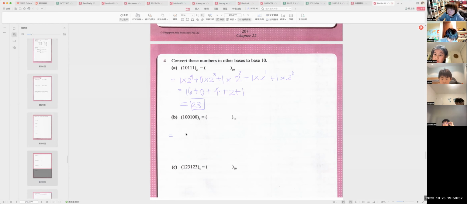Okay, next one. 1, 2, 3, 4, 5, 6. So it's 2 to the power 5 plus 4, and 1 times 2 to the power 2, and that's it. There's 0, right? So equals 2 to the power 5 equals what? 32. Plus 4. So equals 36.